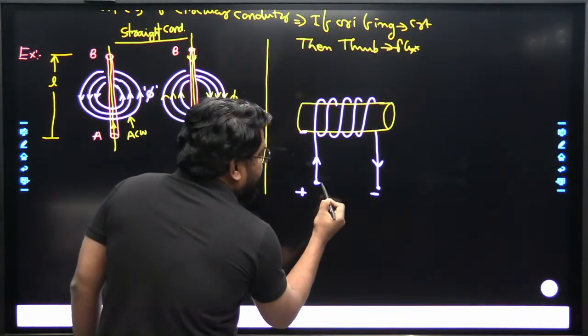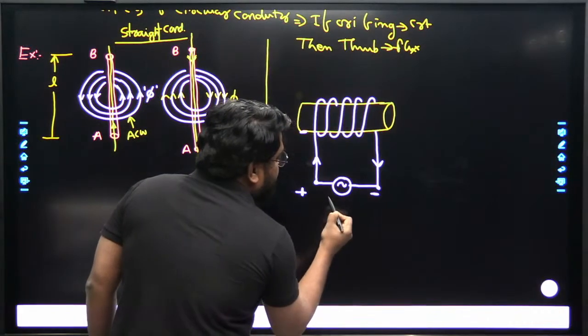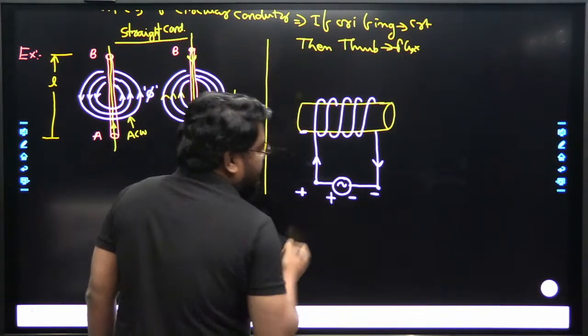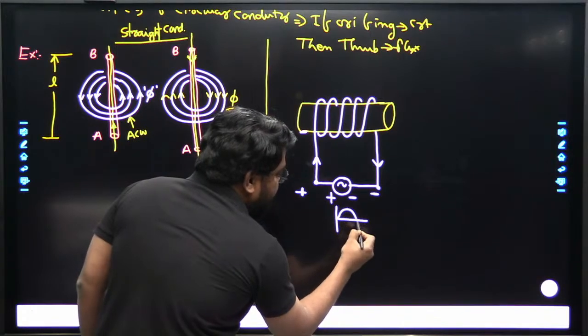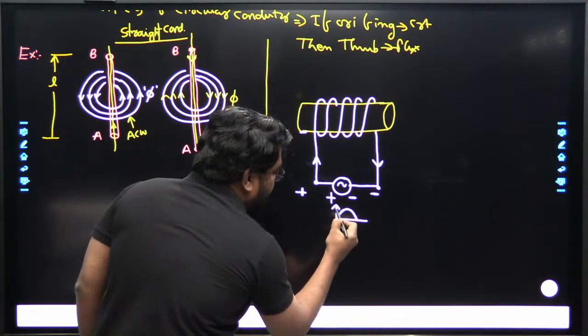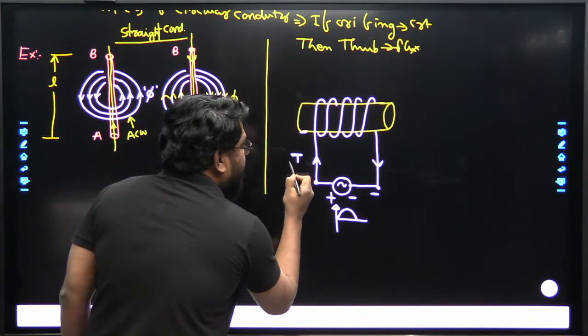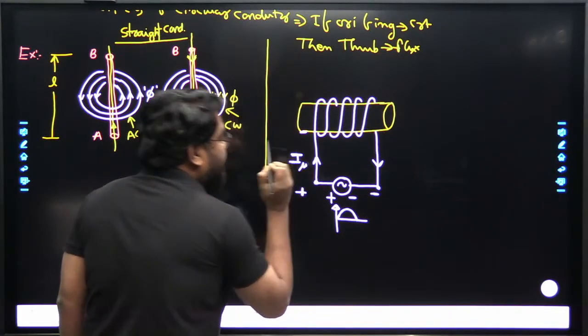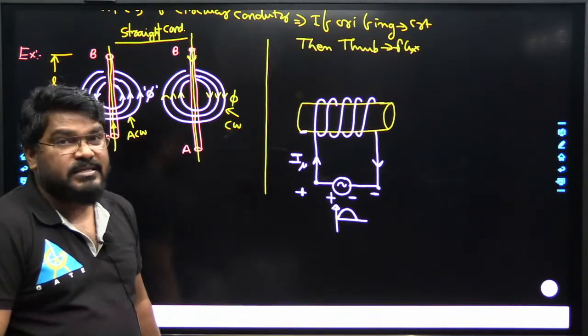Suppose you take this as the positive half cycle. So in the positive half cycle, definitely this is the direction. This is the positive half cycle of the magnetizing current. The current required from the source to create the flux is known as magnetizing current. We already discussed this part yesterday.